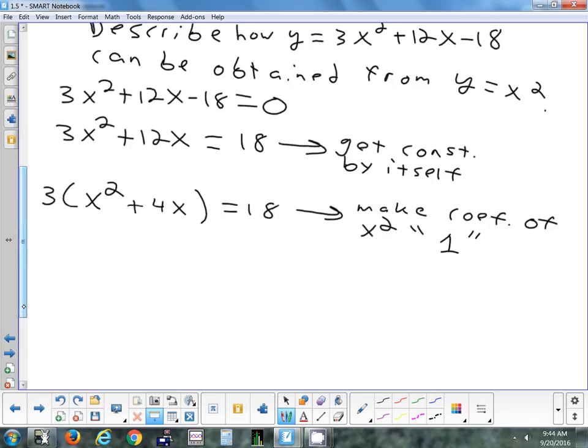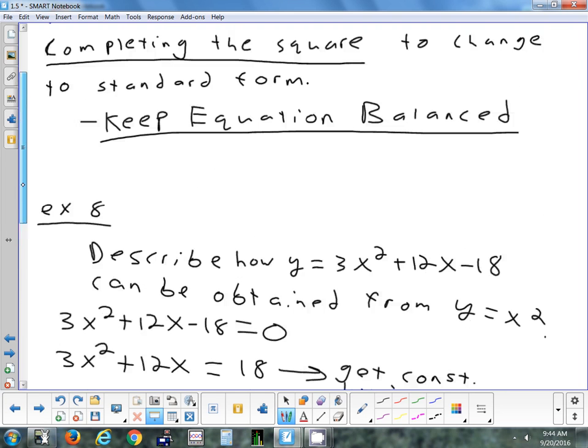Now the next step is where we actually complete the square. So far we haven't really done anything. We've just moved things around and factored. Now we're going to complete the square. So leave a little bit of space after the 4x, because you're going to add something. Leave a little bit of space after the 18. Whatever I add on the left, I have to add to the right. Keep the equation balanced.